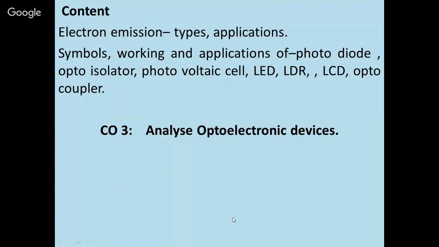Then we have so many components or devices: photodiode, optoisolator, photovoltaic cell, LED, LDR, LCD, optocoupler. For these devices, we are seeing what symbols are used, how they work, and where they are used, that is the application. And course outcome 3 is to analyze optoelectronic devices. So we are going to cover these topics.